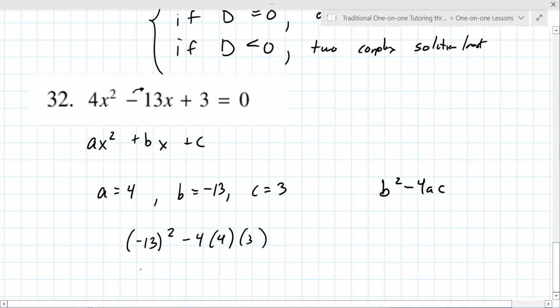Okay, so we got minus 13 squared, that's 169, minus 48. So that is, well, it doesn't actually matter what it is. It just matters that it's greater than 0. I know as a student you want to calculate it, but you only care that it's greater than 0. So your instructor wants to see this calculation, then they want to see two real solutions. And if you do all that, you'll get full credit on the problem.